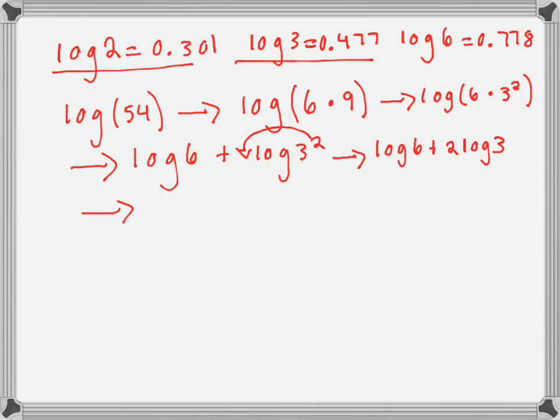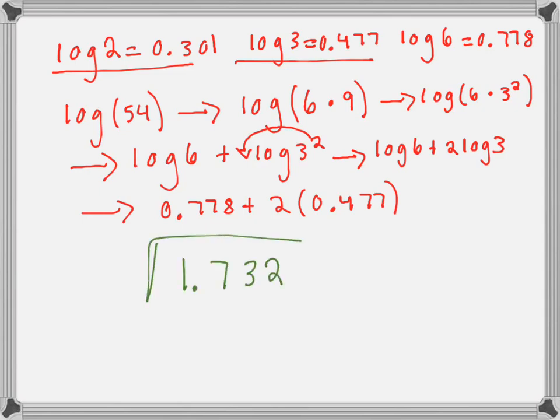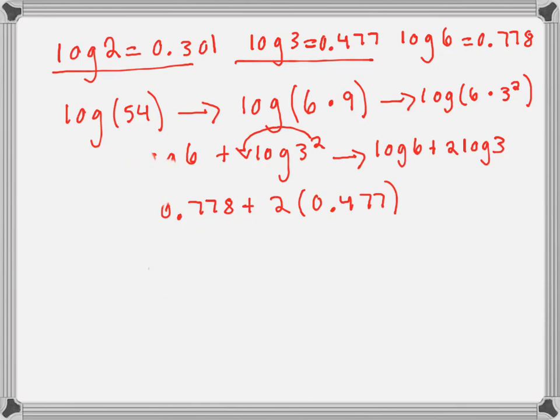This is going to be equal to 0.778 plus 2 times 0.477. Then you put that in your calculator. And not a scientific or graphing calculator, but a regular calculator, like a very basic one. Then you can get 1.732. Okay, so now let's try another example.